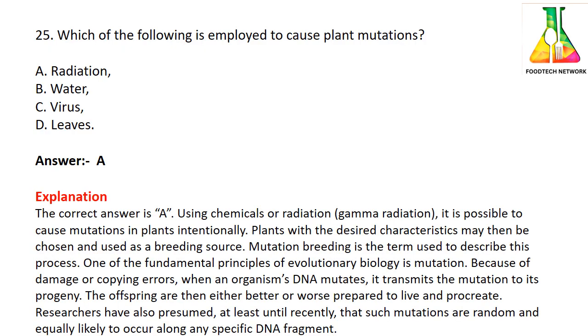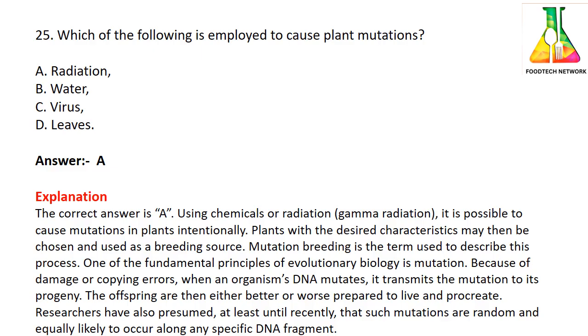So the answer is A. Using a chemical or a radiation, it is possible to cause a mutation in a plant intentionally. Plants with the desired characteristics may then be chosen and used as a breeding source. Mutation breeding is the term used to describe this process.